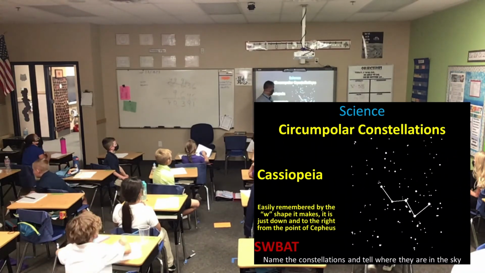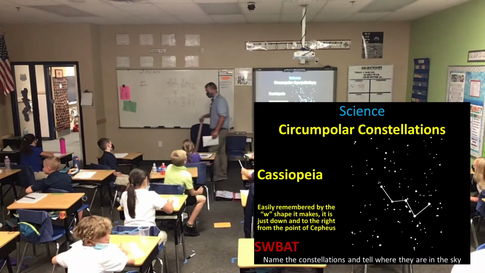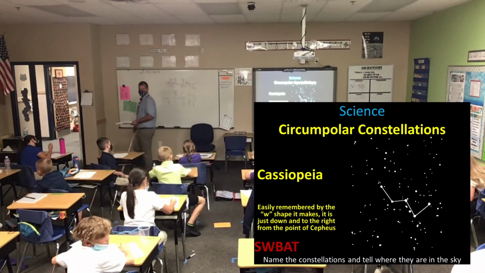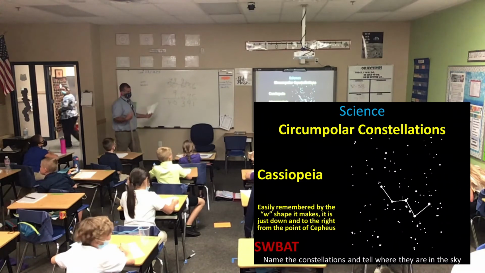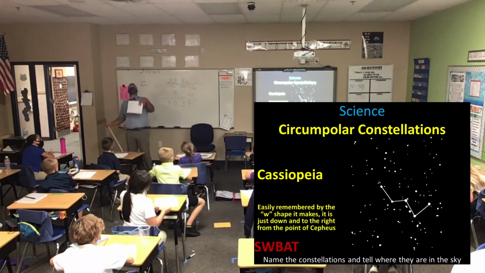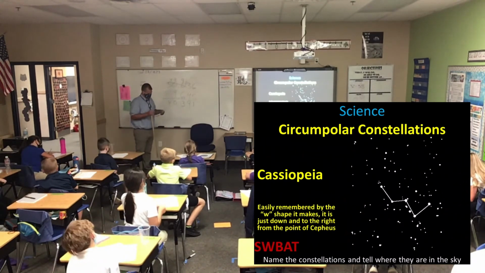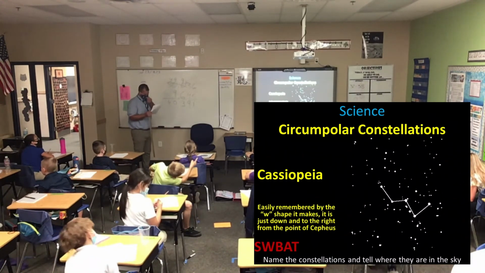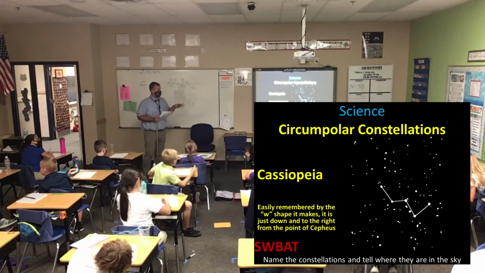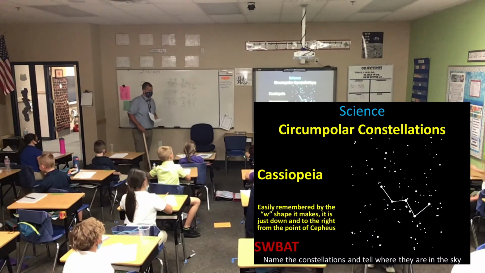Cassiopeia is a W. Some people picture it as her sitting on her throne. Some people picture it as her laying on a bed. I don't know. But Cassiopeia actually kind of has a fun story to her.